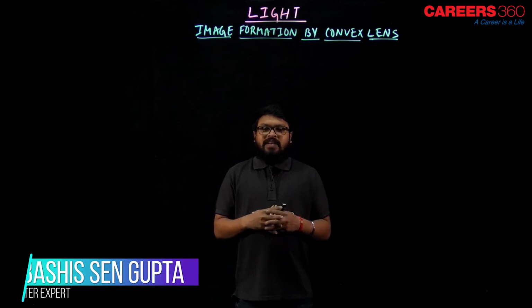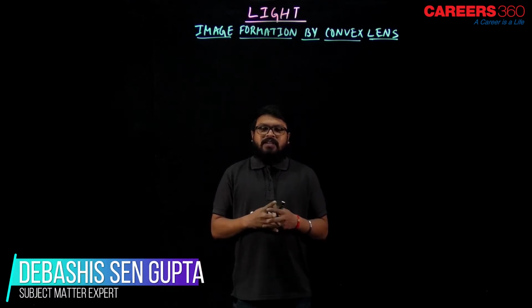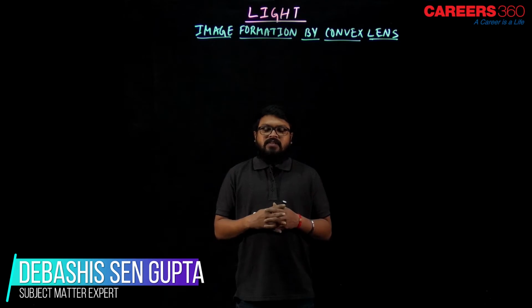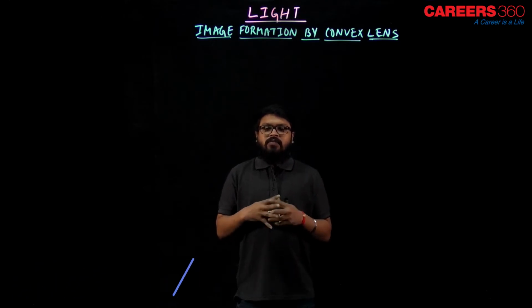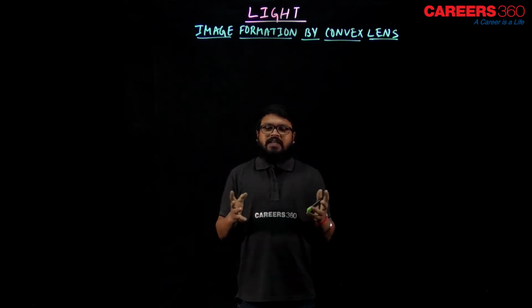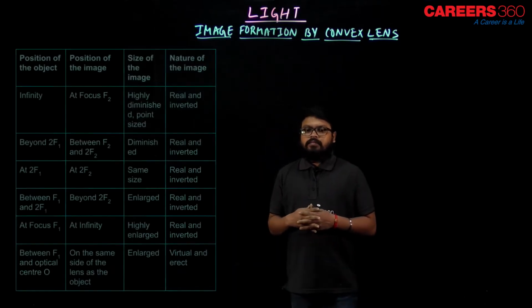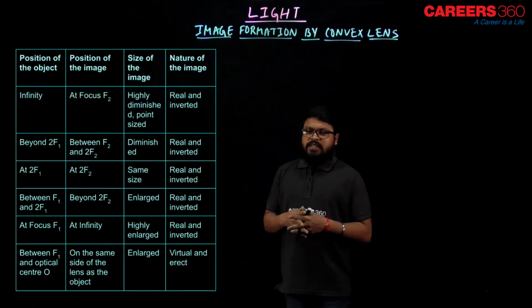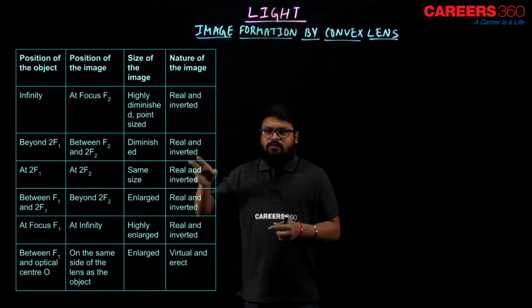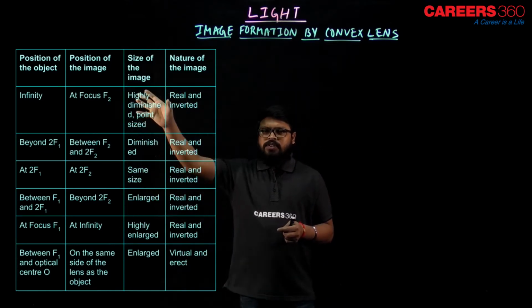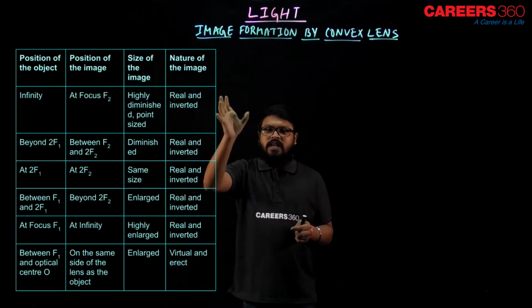Hello everyone. In today's lecture, we are going to see the image formation by convex lens. At different positions of the object, where will the images be formed by the convex lens? Let us see one table first. As you can see the table over here, there are 4 columns: position of the object, position of the image, size of the image and nature of the image.